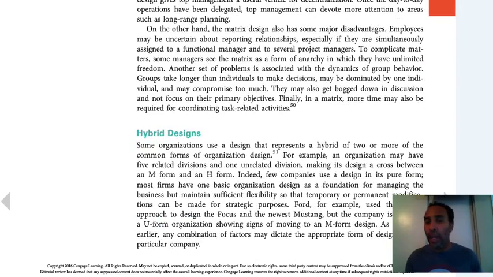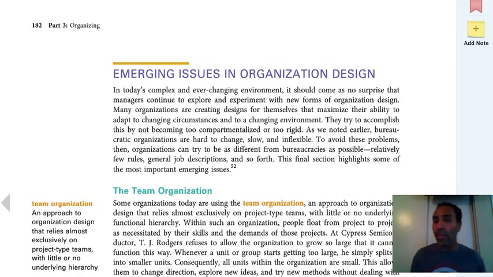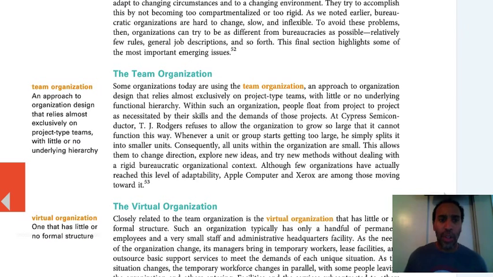Just get through that. Make sure you guys are definitely reading through the entire chapter. Team organization: the approach to organization design that relies almost exclusively on project-type teams, right? So we're going to formulate a great team. We're going to put it together. We're going to knock this project out of the park.